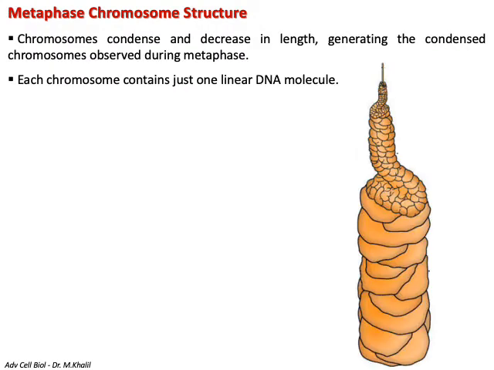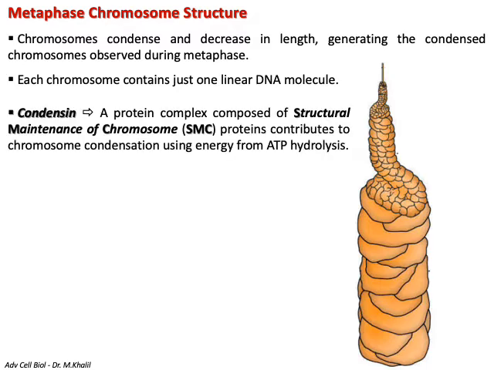What is a metaphase chromosome? The metaphase chromosome is a higher level of condensation leading to a decrease in length of the structure, generating the condensed form observed during metaphase. It's the only structure of the nuclear material that you can see under the light microscope. Each chromosome contains just one linear DNA molecule. Condensins, a very important protein complex composed of structural maintenance of chromosomes proteins, SMC, contribute to chromosome condensation using energy from ATP hydrolysis.